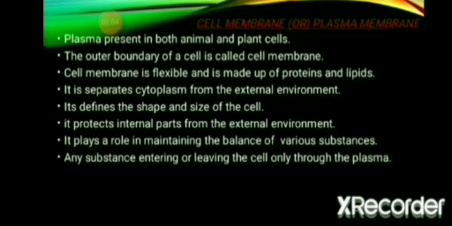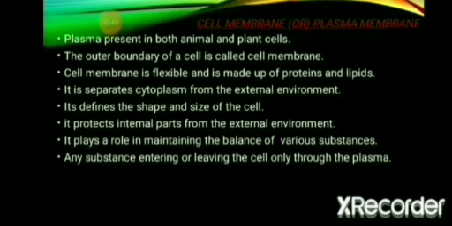Now I will discuss cell membrane. Cell membrane is also known as plasma membrane. Plasma membrane is present in both animal and plant cells. What is meant by cell membrane? The outer boundary of cell is called cell membrane. Cell membrane is flexible and is made up of proteins and lipids. It separates cytoplasm from the external environment. It defines the shape and size of the cell. It protects internal parts from the external environment.